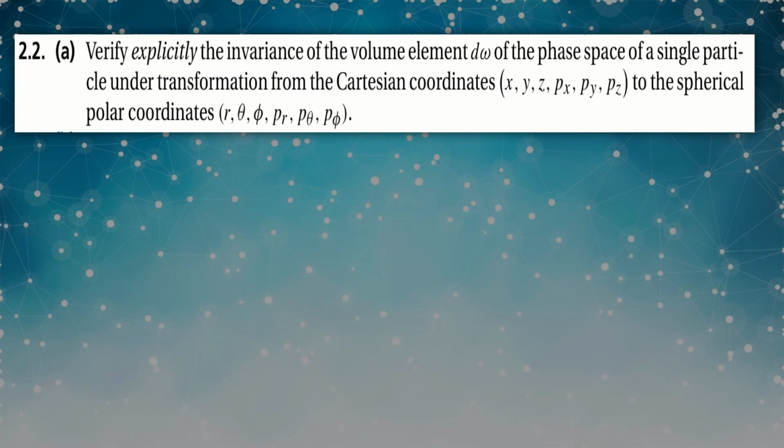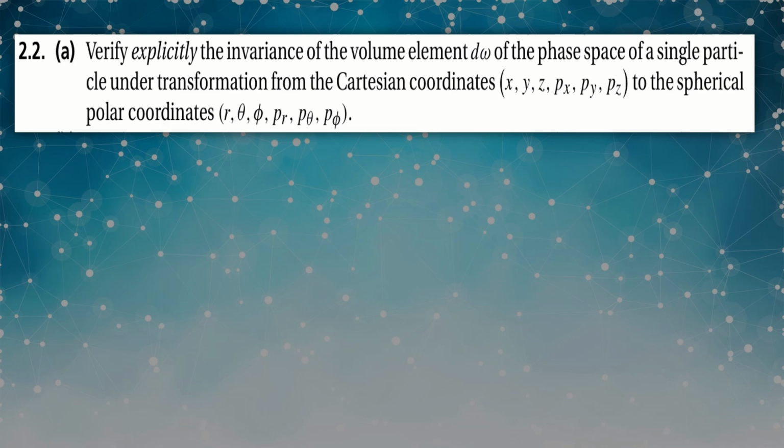Hello everyone. So today I will solve this problem 2.2 of Pathria. So let's read the question. Verify explicitly the invariance of the volume element d omega of the phase space of a single particle under transformation from the Cartesian coordinate to the spherical polar coordinate.